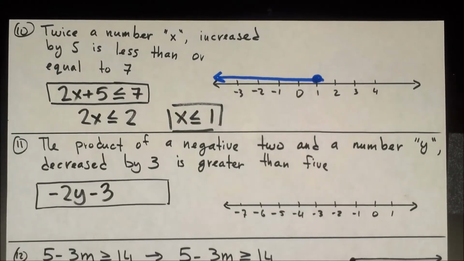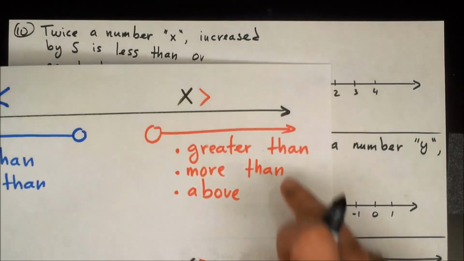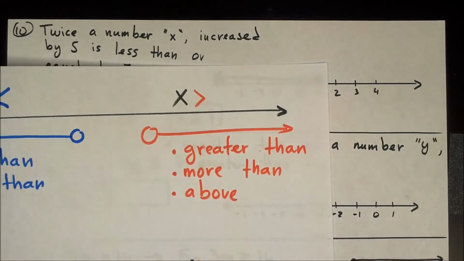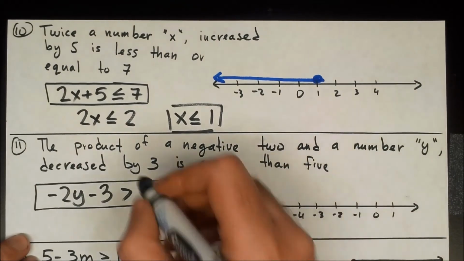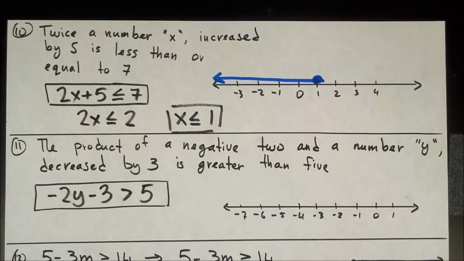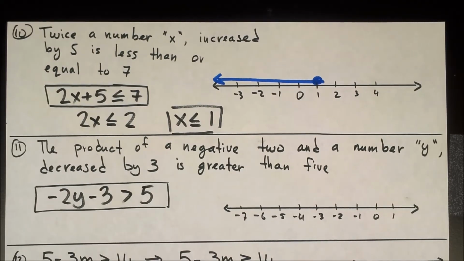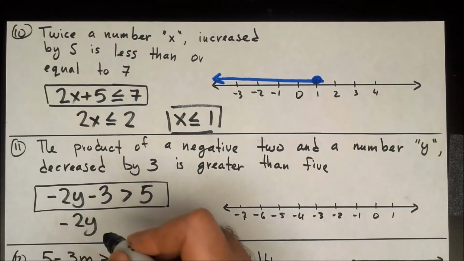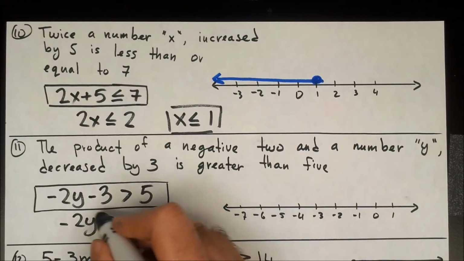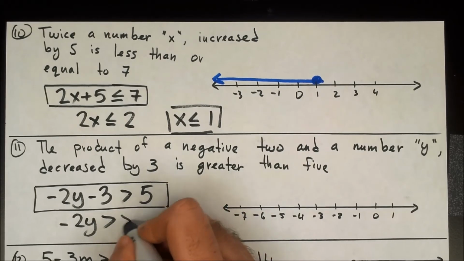Is greater than 5. So greater than, my alligator has to face its mouth towards the variable, like this, 5. All right, so once again, not a lot of room to solve this. The first step is to add 3 to both sides. Adding and subtracting is not breaking the rule, which means I don't have to worry about flipping the sign. That means I have negative 2y is greater than, and if I add 3 to both sides, 5 plus 3 is 8.